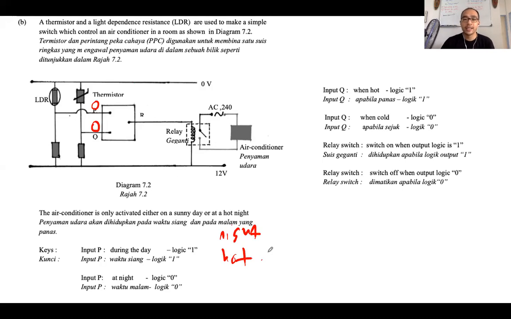Yeah, I know, it can be interesting. Do you want the aircon to turn on or not? Actually, it can be both ways, you know. But this is the condition: the air conditioner is only activated either on a sunny day or a hot night. Hari yang panas, waktu siang yang panas, atau malam yang panas. So what do you think? Will this be on or off? 0, 0 is at night, and 0 on the thermistor is cold. Oh, 0 is cold. So this will be 0.